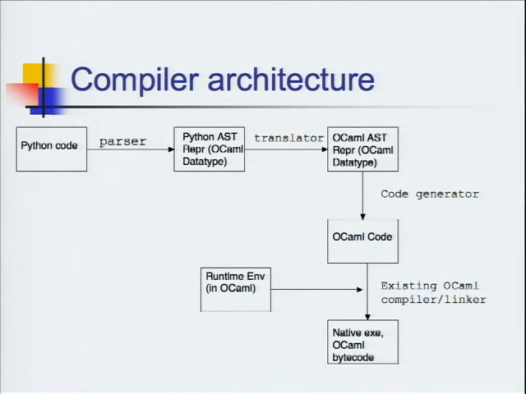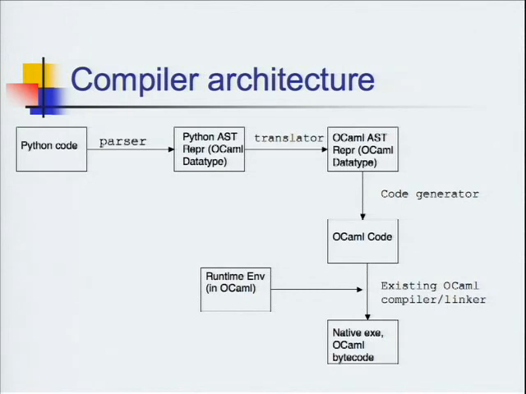Then from the Python AST, my translator converts it to an OCaml AST, which is an abstract representation of an OCaml program, again defined by an OCaml data type. And this is a pretty complex step where a lot of the actual work is done. Then there's a code generation step, which basically just takes the OCaml AST and converts it to OCaml code.